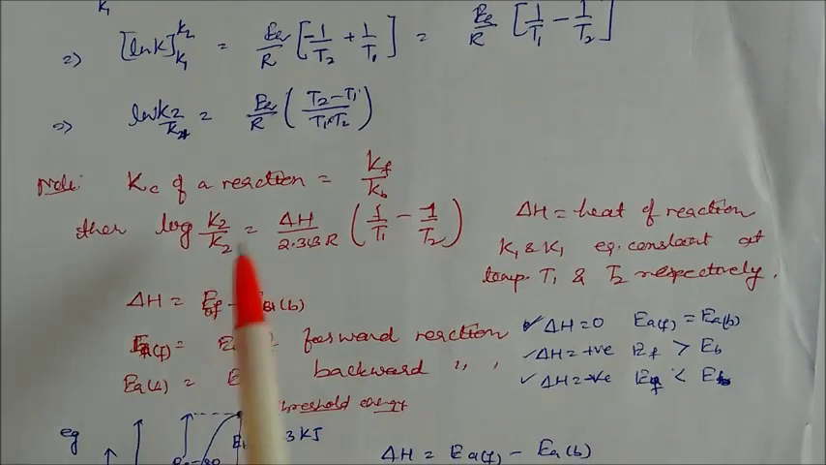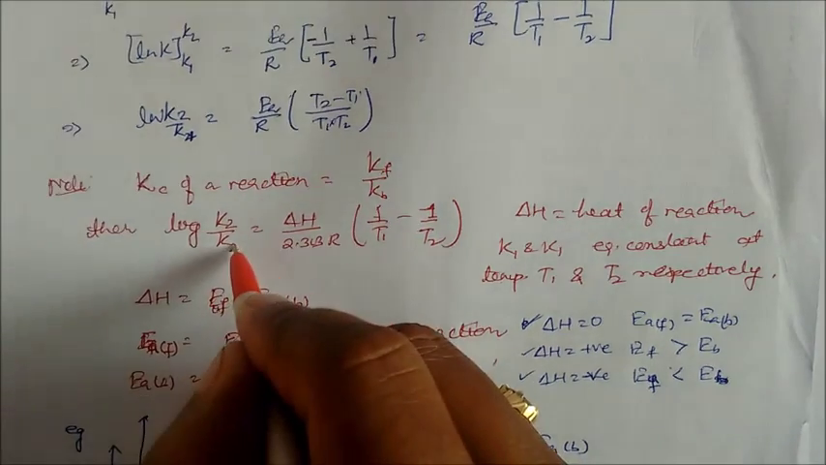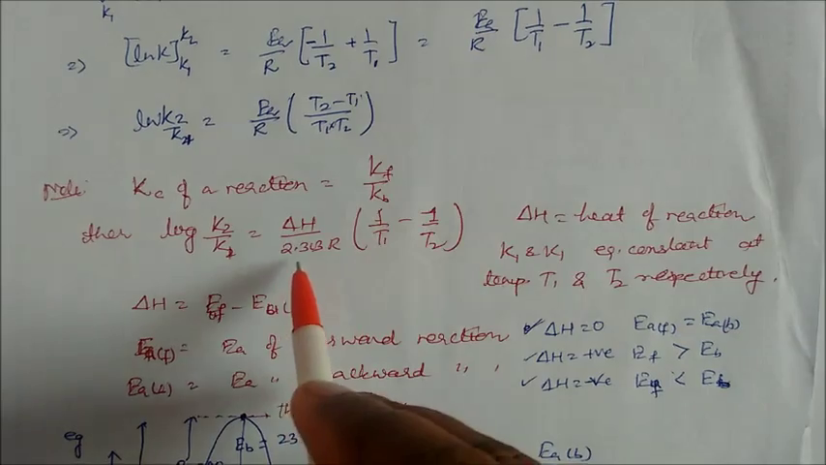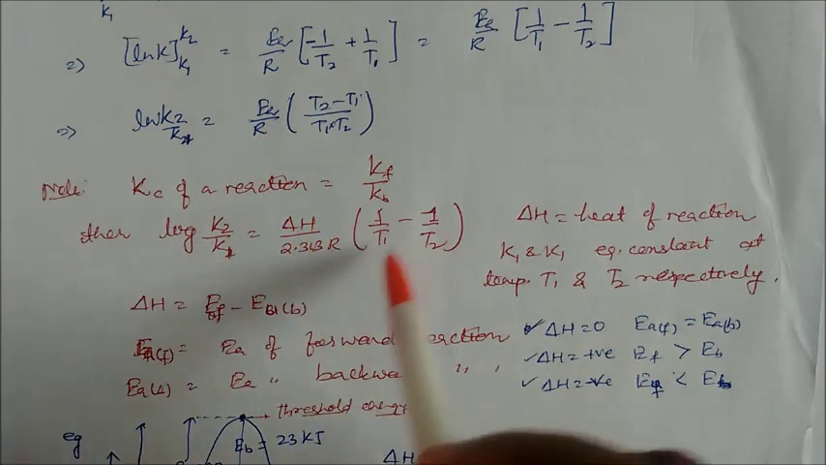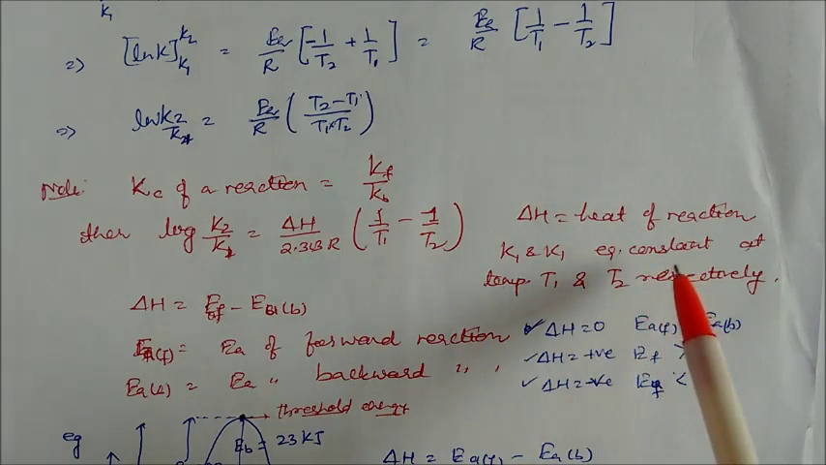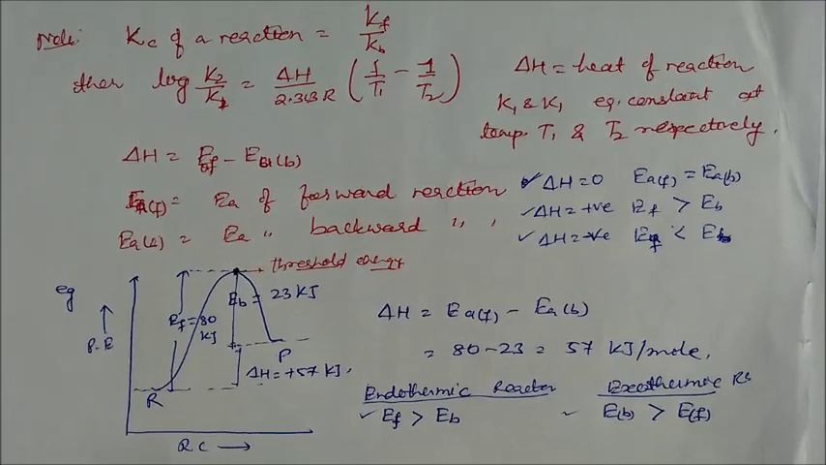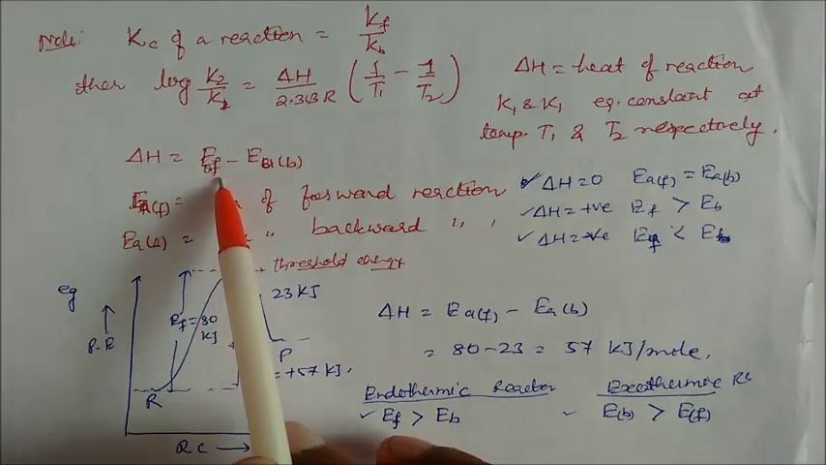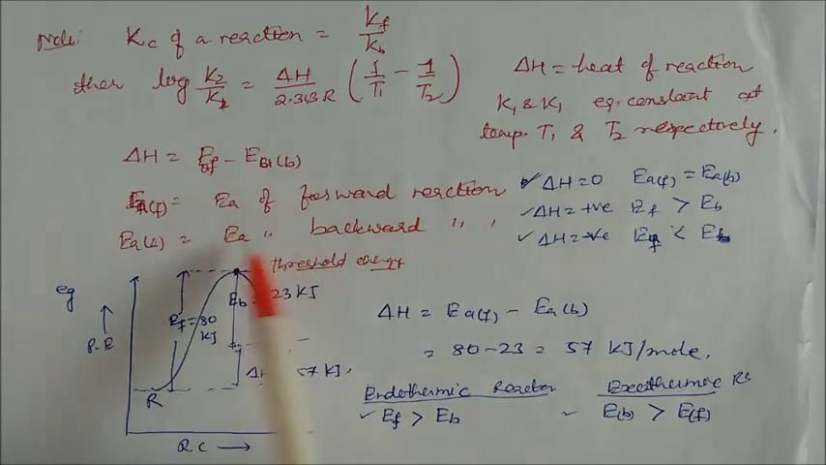Now Kc of a reaction is kf by kb. So we can write log K2 upon K1 is equal to delta H upon 2.303 R into 1 by T1 minus 1 by T2. Here delta H is nothing but the heat of reaction, and K1 and K2 are the equilibrium constants at temperatures T1 and T2 respectively. So what is delta H? It is EF minus EB, the activation energy of the forward reaction minus the activation energy of the backward reaction. You can see here activation forward, activation backward.